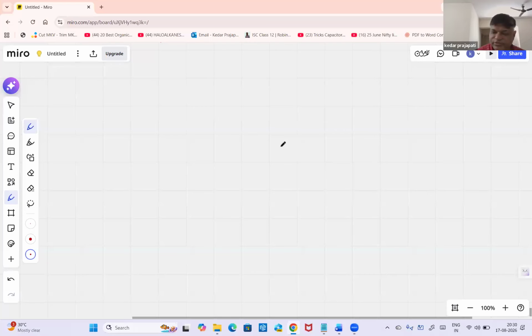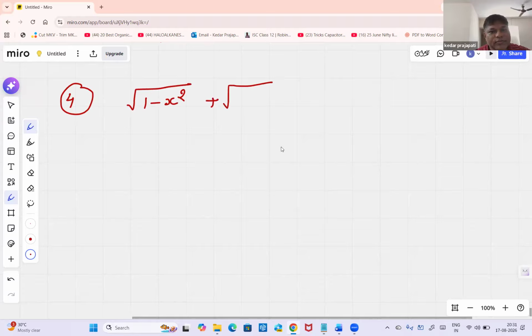Okay. One more question is there. This is very important and I think you must have not done this anytime. So now the new pattern is root of 1 minus x square plus root of 1 minus y square is equal to a of x minus y. Now how will you do? This came in CBSE 2024.